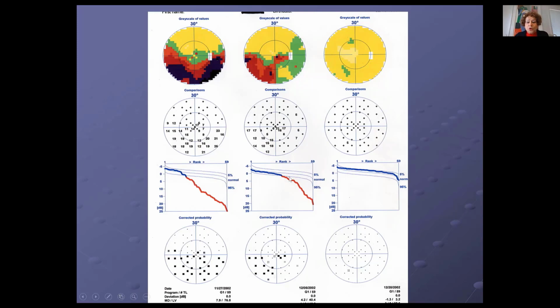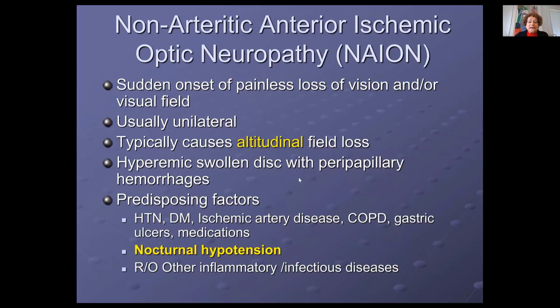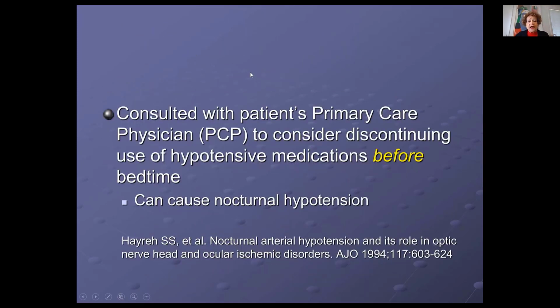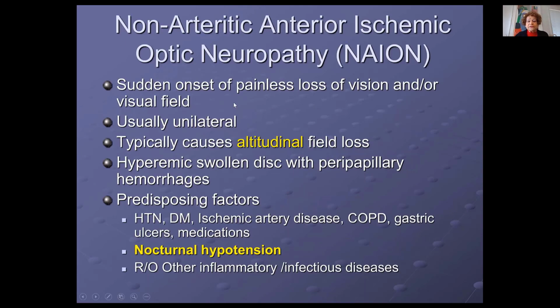This is a person who had a non-arteritic anterior ischemic optic neuropathy attack, or NAION. He was very, very lucky that he had recovery of his visual field. It gave us an opportunity to appreciate how his field loss recovered, opposite to the way glaucomatous field loss occurs. So in this condition, you have a sudden onset of painless loss of vision, or in his case, visual field. It's usually unilateral, typically causes altitudinal field loss.